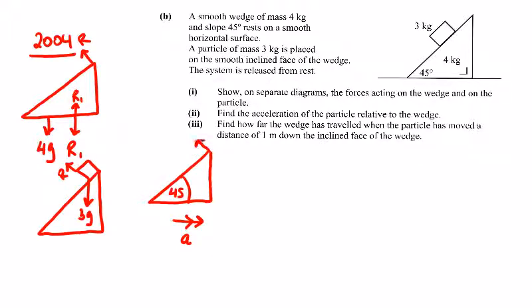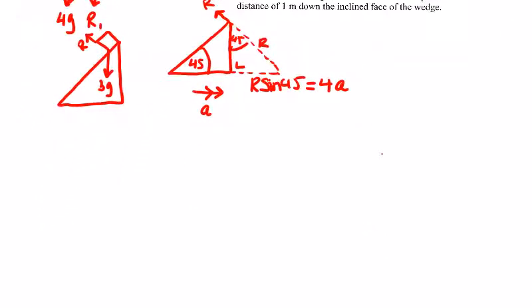So with R being the reaction here and creating a right angle triangle with R as the hypotenuse, the force is going to be R opposite by 45, which will be in here. R sine 45 is equal to its mass times acceleration, for the wedge, or for the particle going in this direction, by 45.